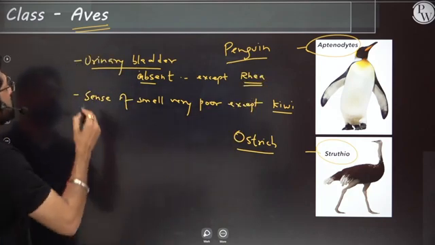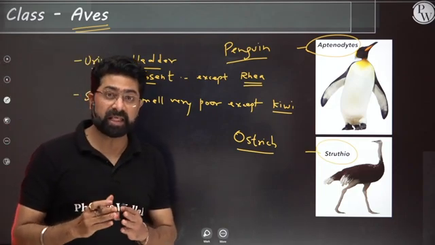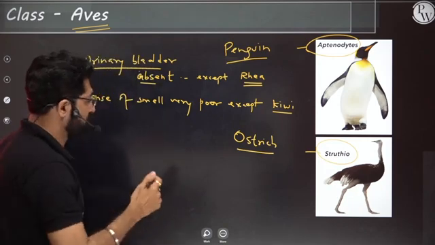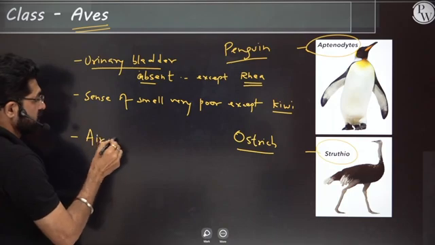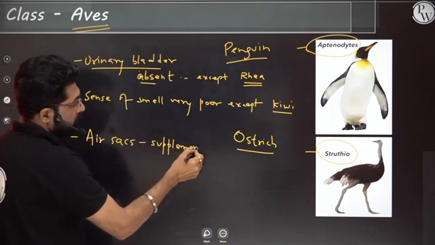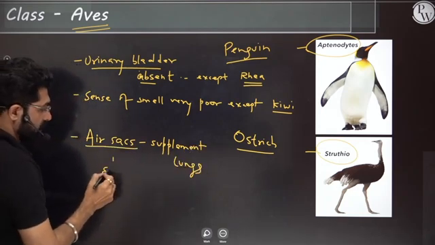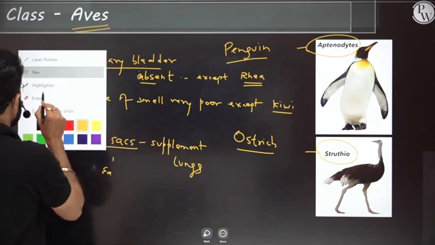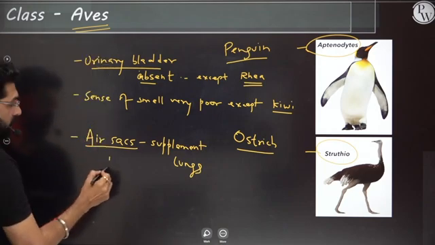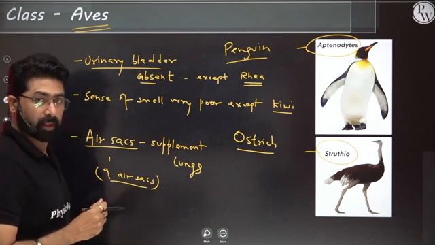Okay, so we were talking about birds. They have air sacs which help by supplementing the lungs. So air sacs supplement the lungs. They have 9 air sacs in total. You can write here that 9 air sacs are present. Is it okay with you?